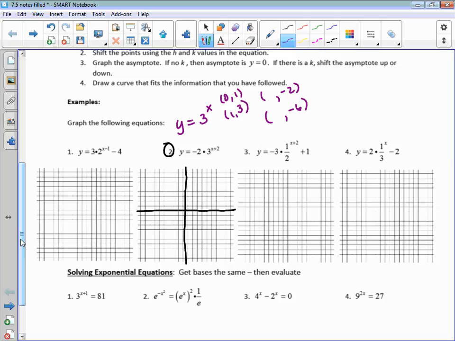So I have to go left 2. So instead of at 0, where am I going to be? Negative 2. And instead of at 1, where am I going to be? Negative 1. So those are my actual points for my graph. So (negative 1, negative 3). So you still have your asymptote there on the x-axis, because we didn't shift up or down any.